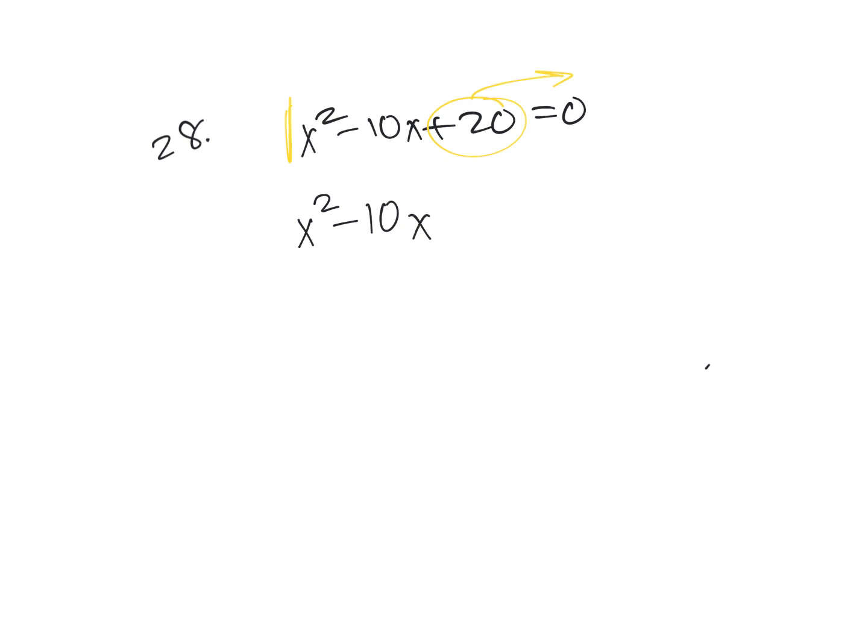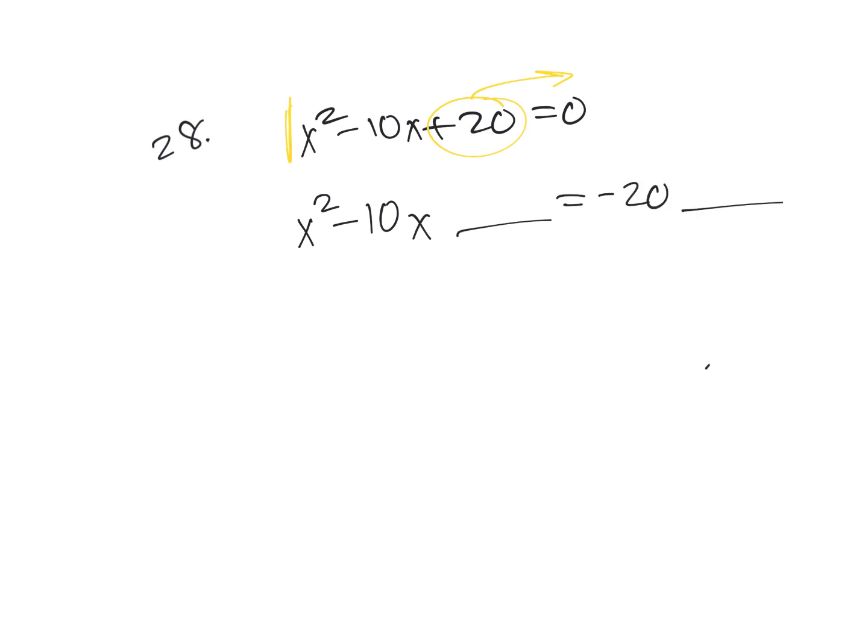Completing the square, this is number 28. X squared minus 10x plus 20 equals 0. Everybody complete the square, please. So completing the square, what's important is you understand that a has to be 1. If it's not, divide every single term by whatever it is. And c needs to be moved to the other side. So either one of those you can do first. Well, a is already 1. So all we need to say is x squared minus 10x equals negative 20.